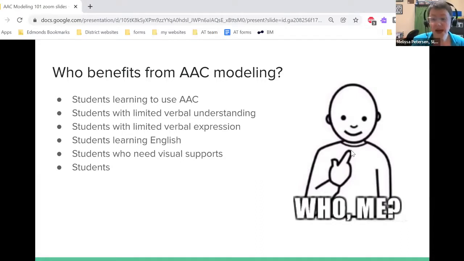So I am talking about our students with those really significant disabilities, but I'm also talking about something that can help a lot more students than just those kids.